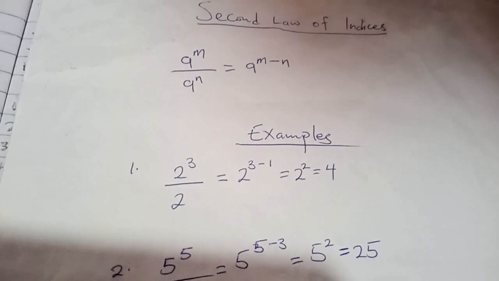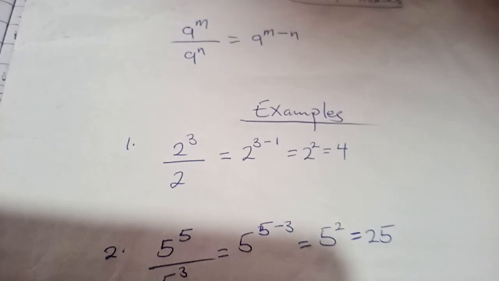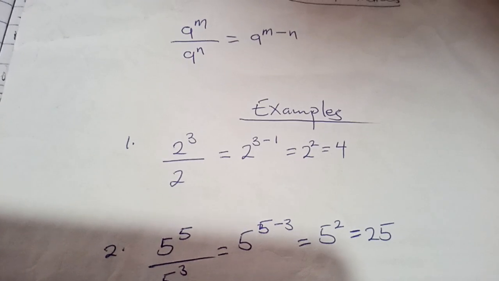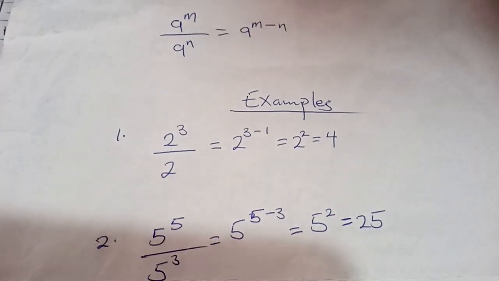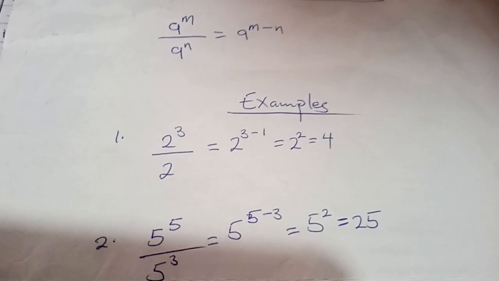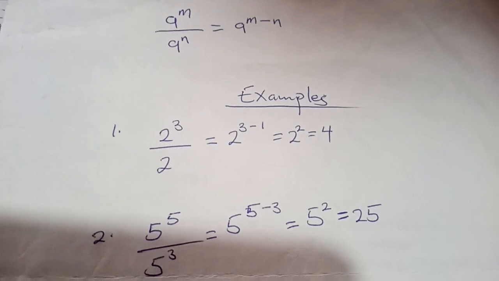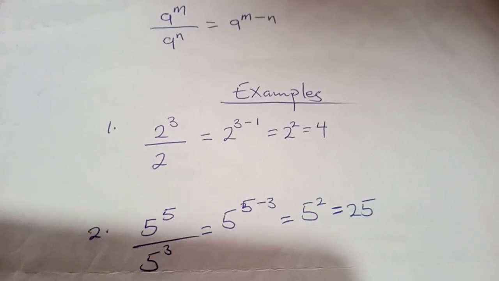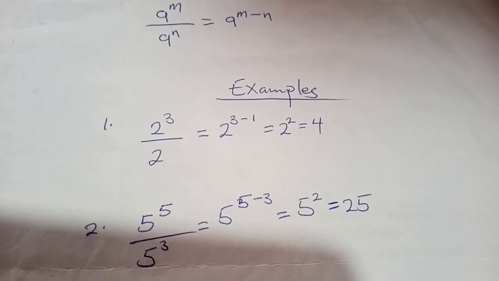It means that we are going to apply this law to find the solution to example 1. Since we are subtracting 1 from 3, we'll execute our calculation. When you subtract 1 from 3, you'll be left with what? 2. So you have your result to be 2 to the power 2.